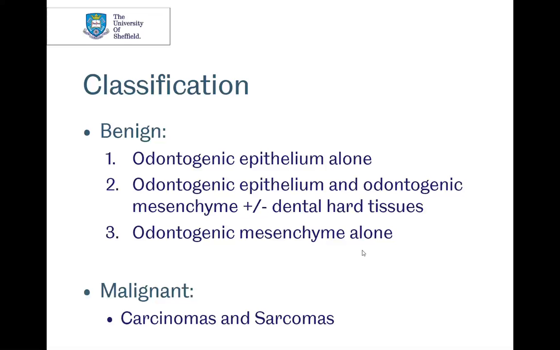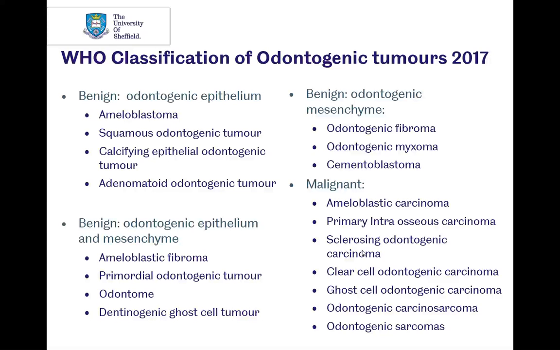The 4th group are those that are malignant. These are extraordinarily rare, and the malignant tumours can either be carcinomas if they've arisen from epithelium or sarcomas if they've arisen from odontogenic mesenchyme. On this slide here, we see the classification which was presented in the most recent WHO classification of tumours of the head and neck. And again, they have largely split them into the 4 groups that I indicated to you. And so there are a number of different tumours under each grouping.